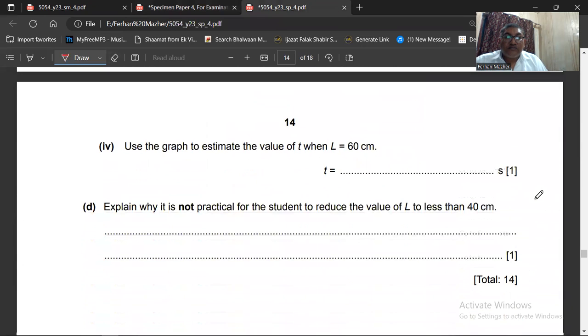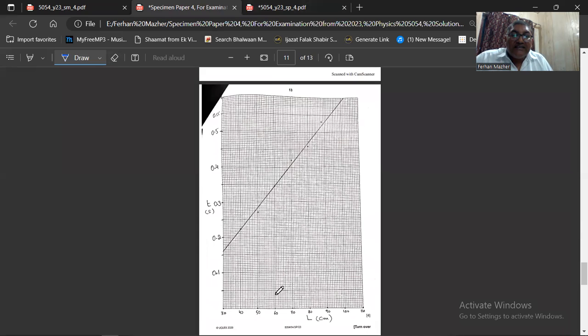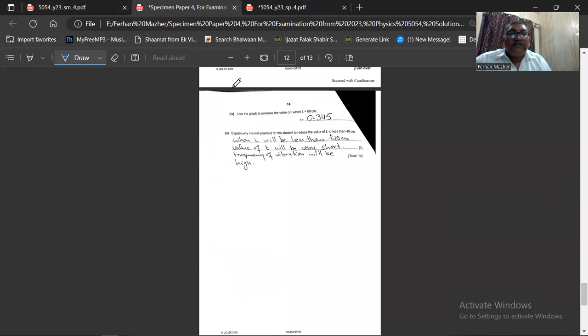It's a 4 marks part. The fourth part is, use the graph to estimate the value of T when L is 60. So when L is 60, from here, go to your line of best fit and check what this reading is. This is 0.345, I think. And I have written this answer.